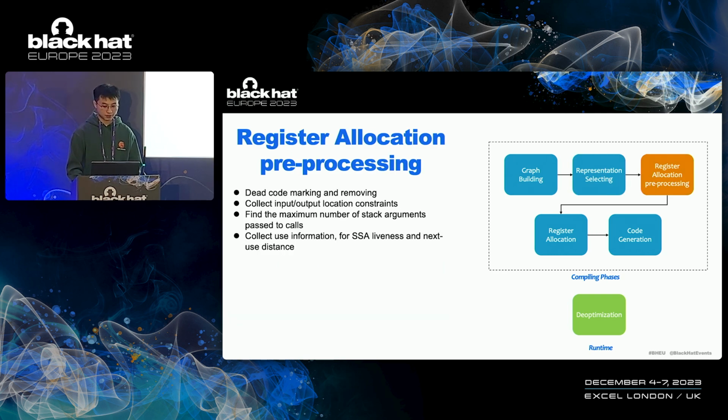In this stage, Maglev generates some necessary information for register allocation. It removes dead nodes, generates register constraints between inputs and outputs, finds the maximum number of parameters for function calls, and collects information about node uses for evaluating the lifetime of SSA nodes.